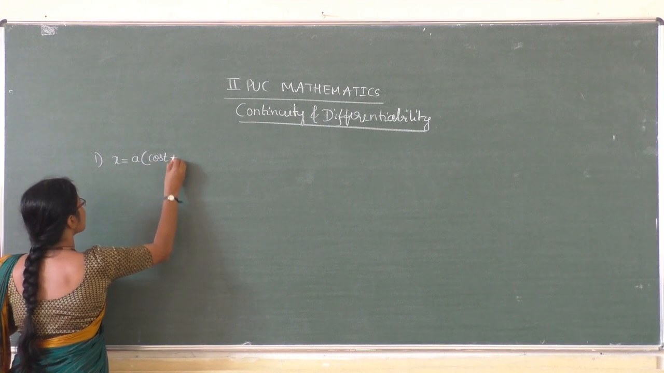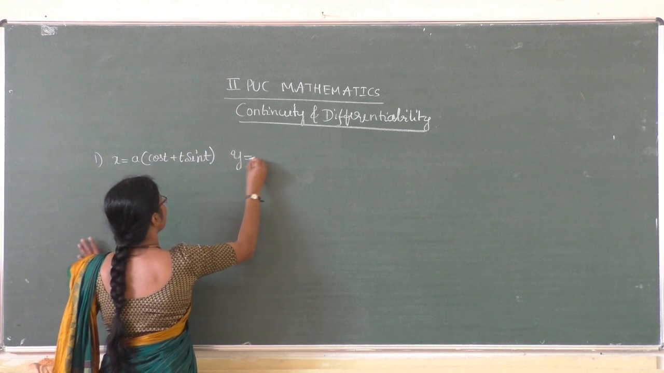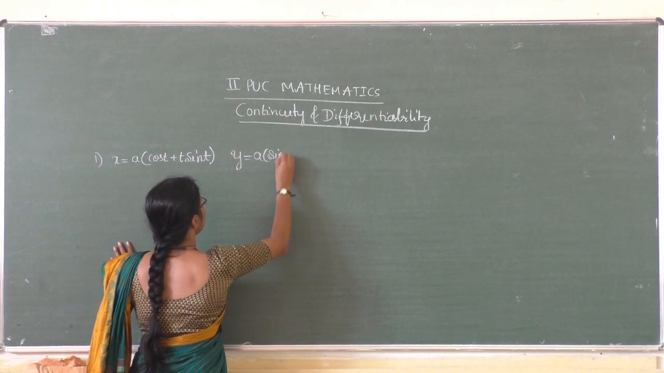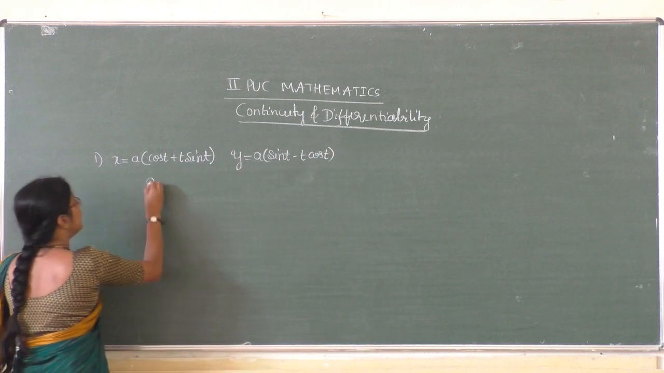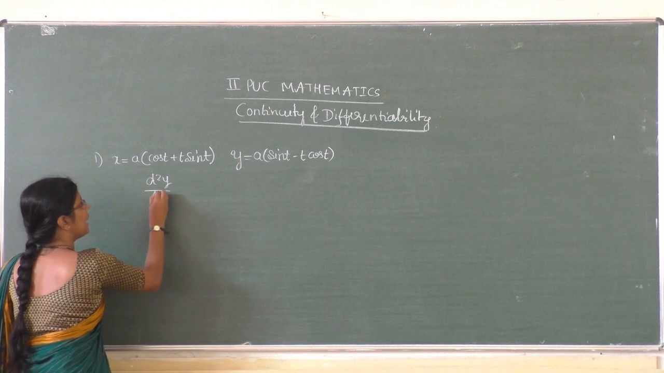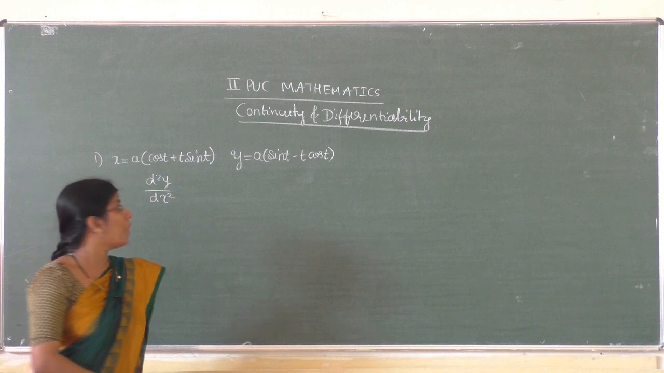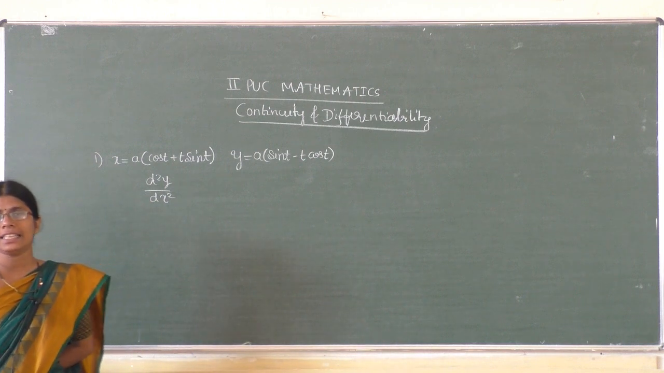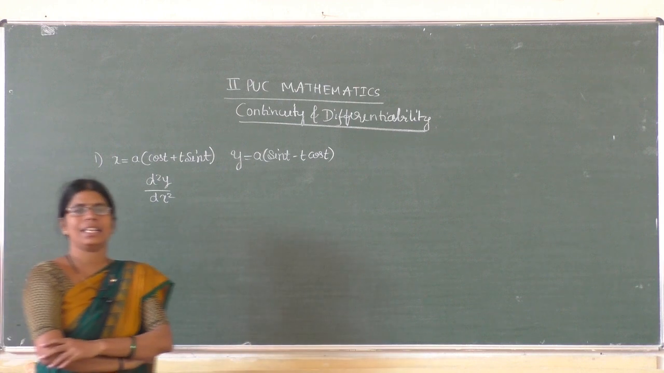Now we take one more problem. Suppose we have x is equal to a into cos t plus t sin t, and y is equal to a into sin t minus t cos t. Find d square y by dx square.